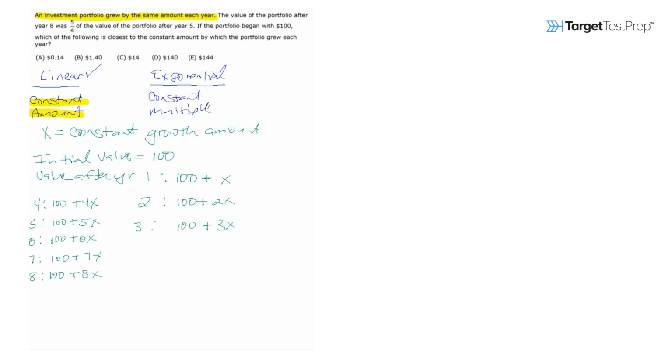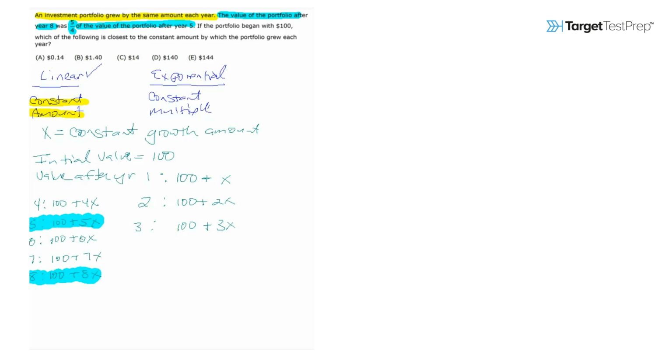Okay, now it says, highlighted in blue, the value of the portfolio after year 8. So here's the value of the portfolio after year 8 was 5/4 of the value of the portfolio after year 5. Well, there's the value of the portfolio after year 5. So with this information, we can write a really simple equation, right? What we're going to say is we're going to decode this literally.